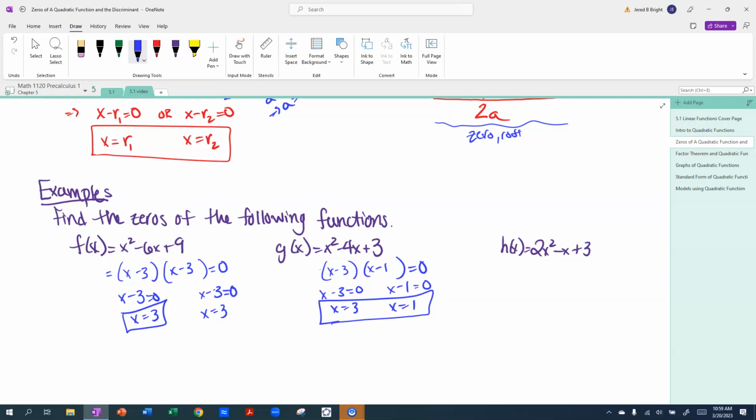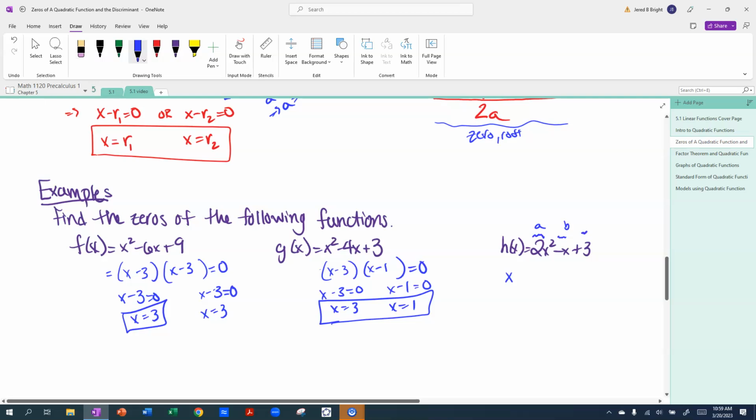My last one could be interesting to try to factor. I might be able to, but the 2 is giving me a little bit of anxiety, so I'm not even going to try factoring. I'm just going to use the quadratic formula, just for a change of pace. So this is a.